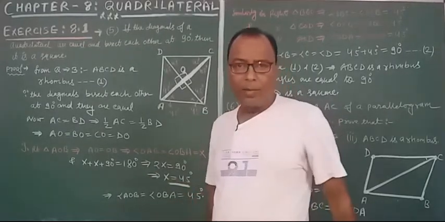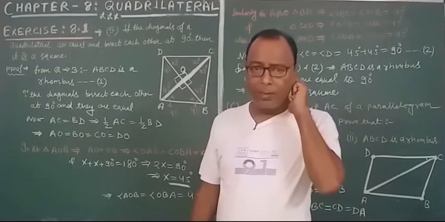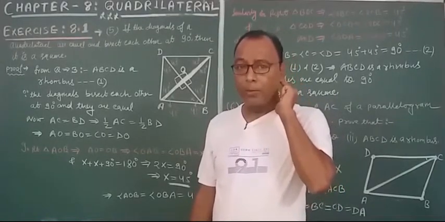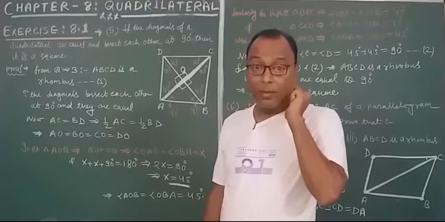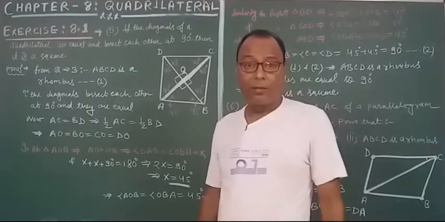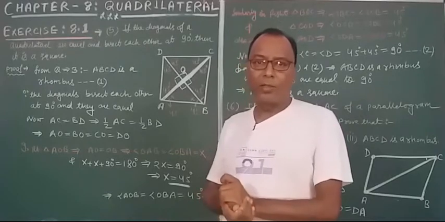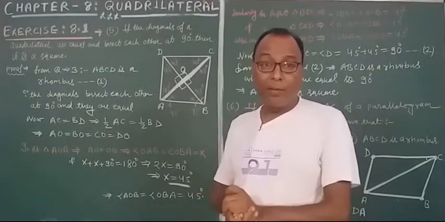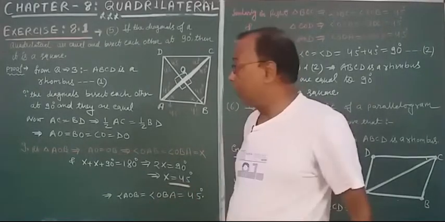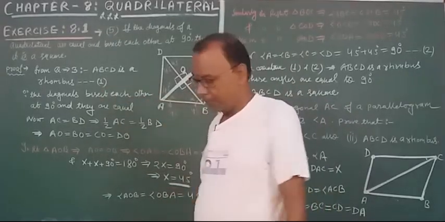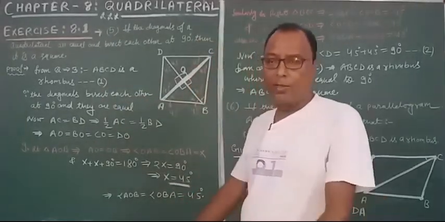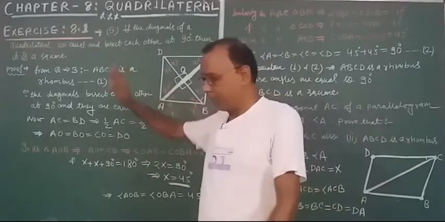Just remember question number 3 in the previous video. There was question number 3: if the diagonals of a quadrilateral bisect each other, then it is a rhombus. So in the same manner, we have to prove that ABCD is a rhombus. ABCD is a rhombus. Suppose this is equation number 1.